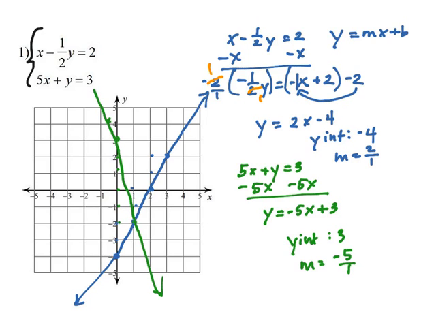Good. And as we can see, this is the point of intersection right here. That point right there. Okay, and that point could be defined as 1, negative 2. And yeah, that's the correct answer when you check. Okay, easy, very easy.